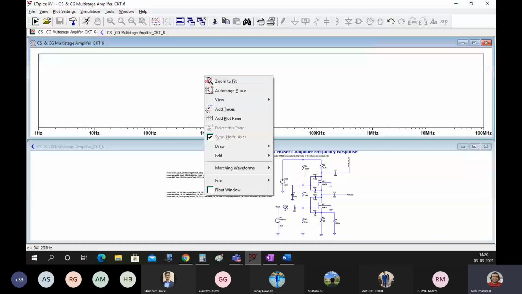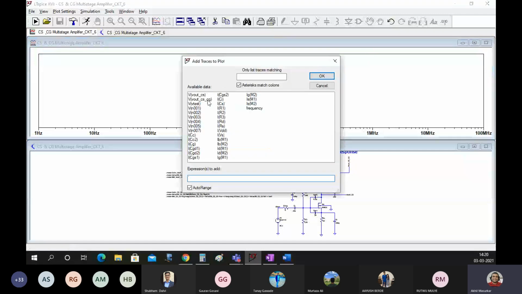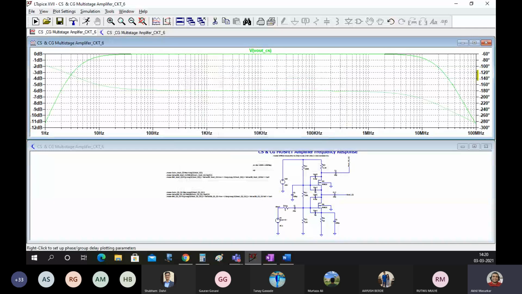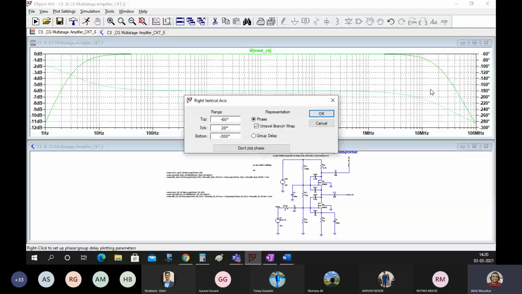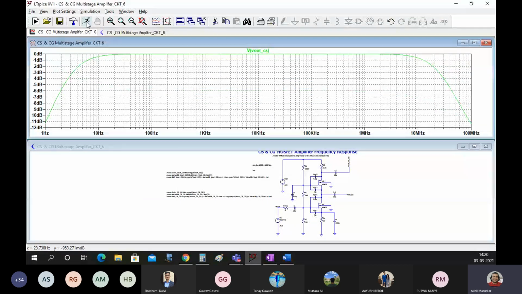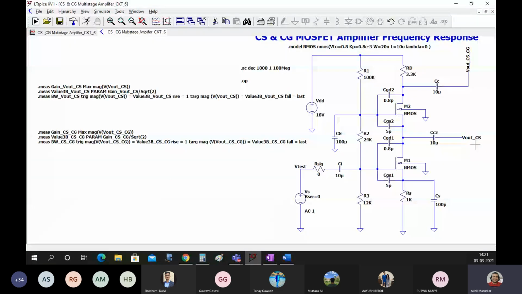So you can now trace. First you can trace V out. Don't plot phase, and what I am doing is I'm saying mark the data points. So you can see that the gain here is 0 dB for the CS amplifier stage. Here the gain at this point is 0 dB.